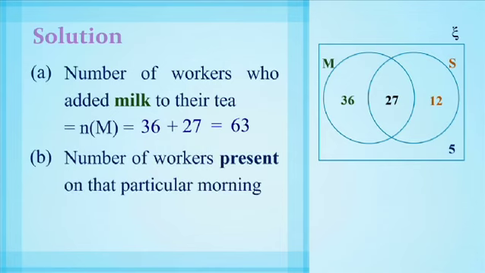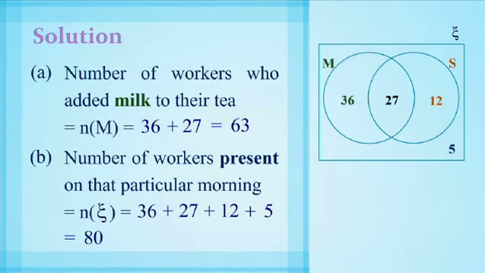Part B. Number of workers present on that particular morning. That is, we add all the elements inside the two circles, including 5 outside the circles, which gives us the number of elements in the universal set: 36 plus 27 plus 12 plus 5, which gives us 80.